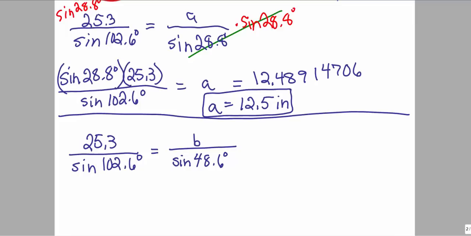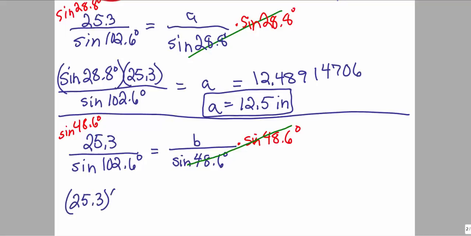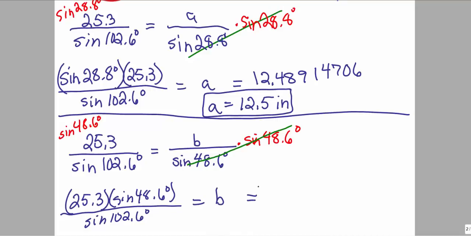And we're going to solve for side B, so we're going to multiply both sides by sine of 48.6 degrees. And remember that we're doing that so that we get B by itself. These two values cancel out. And we're left with 25.3 times sine of 48.6 degrees divided by sine of 102.6 degrees. And this will be our value for side B.